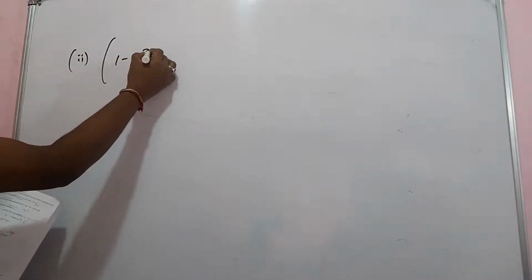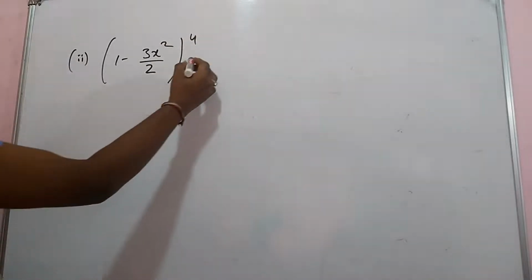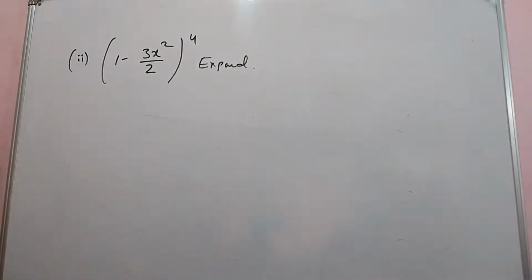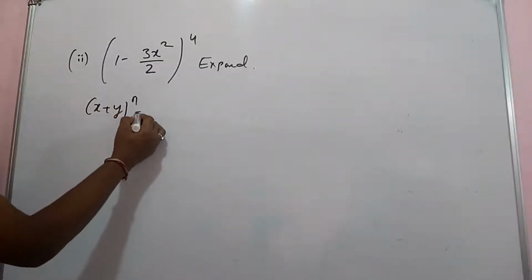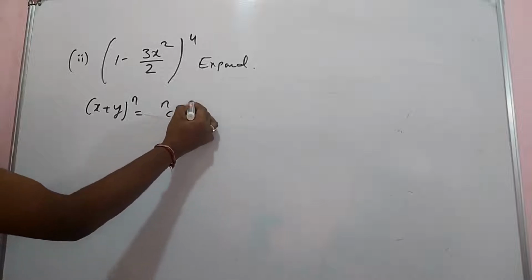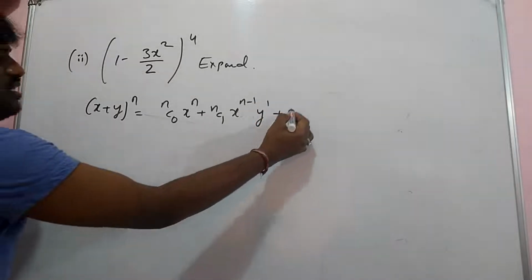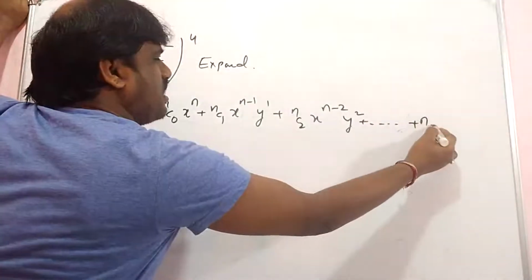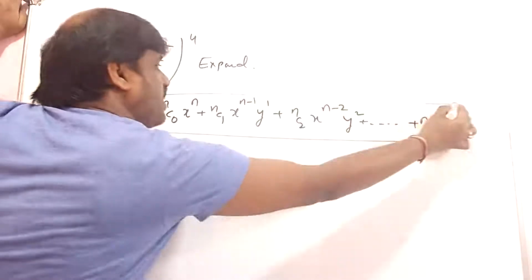The next question is (1 minus 3x square divided by 2), expand. How to expand? Okay, let's expand this one. As you know the formula, (x plus y) raised to power n is equal to nC0 x power n plus nC1 x power n minus 1 y power 1 plus nC2 x power n minus 2 y square plus and so on, plus nCn y power n. This is the binomial theorem formula we have, right?